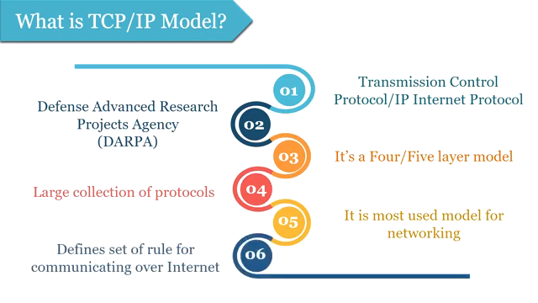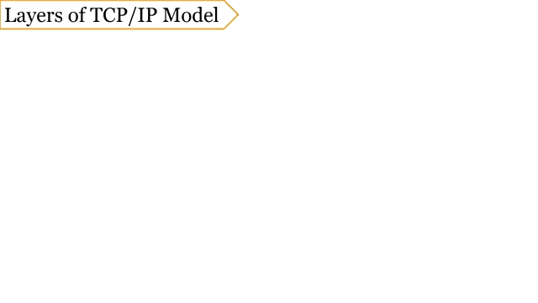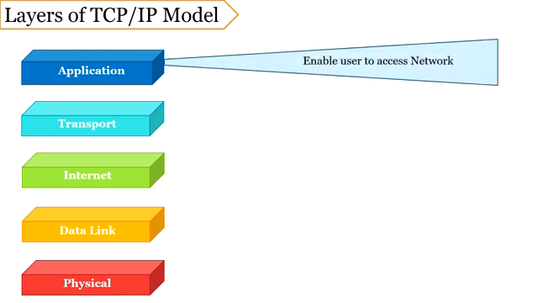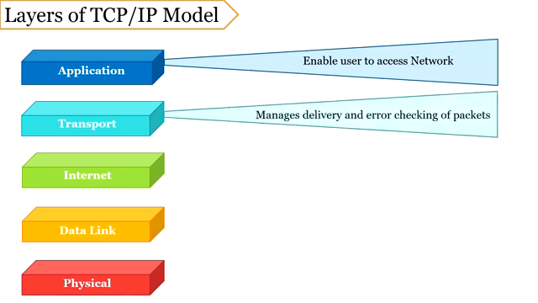Now let us discuss the layers of TCP/IP model. First is the application layer, which is a combination of the session layer, presentation layer and application layer of OSI model. It enables the user, that can either be a human or a software, to access services of the private or global internet. Next is the transport layer that manages process-to-process delivery of packets and error checking.